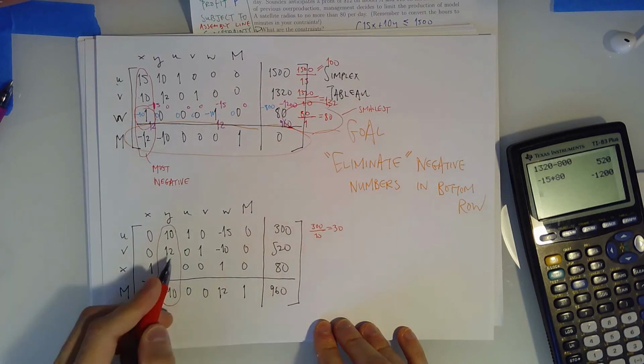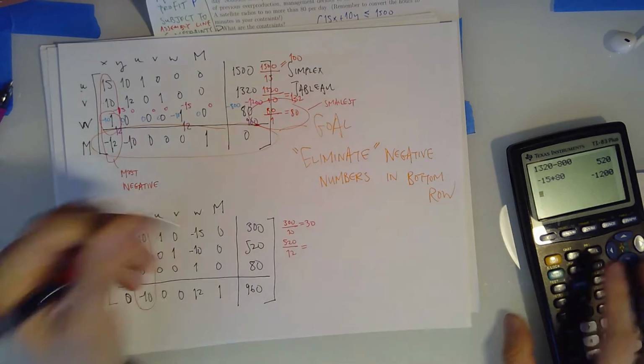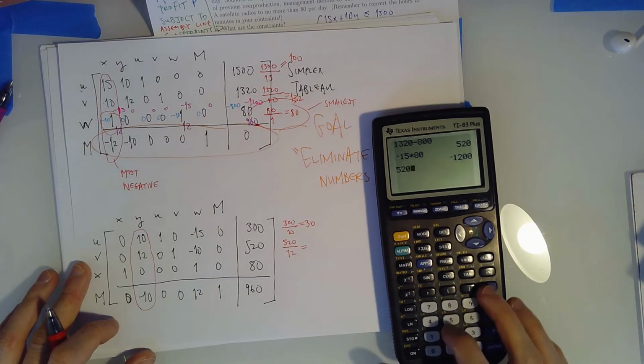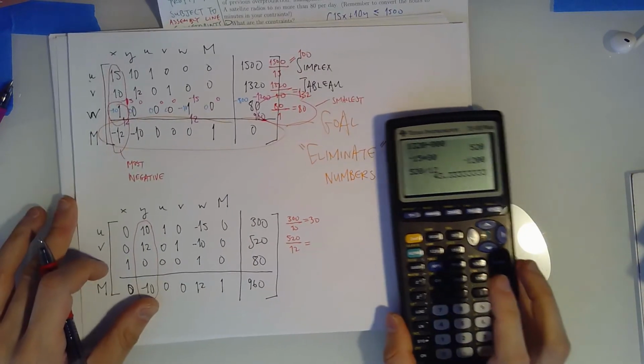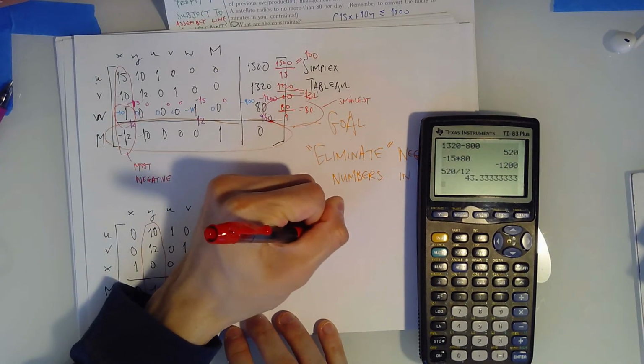We're going to have 520 divided by 12, which I don't know what that is. So 520 divided by 12. That's 43 point something. Great.